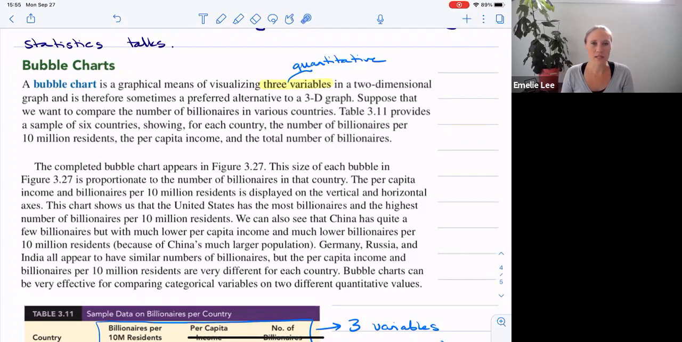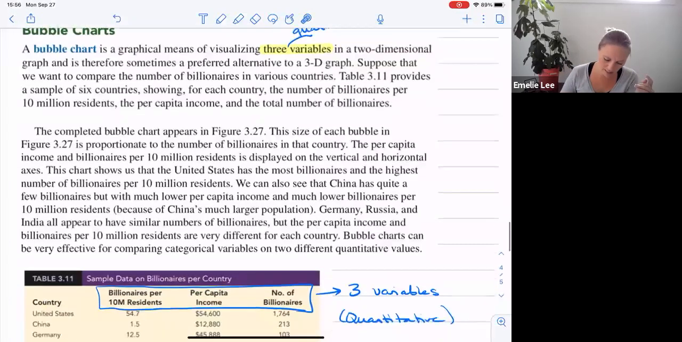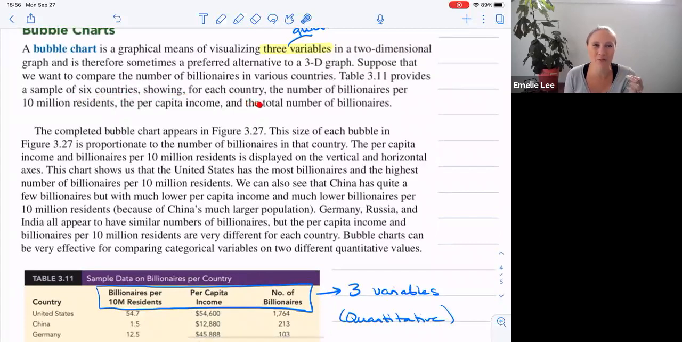But imagine, if you're trying to make a 3D graph, that's really hard, right? But now if we can flatten it back into 2 dimensions, that's good, right? And so what we have in the table is a sample of 6 countries, and for each country, we have the number of billionaires per 10 million residents and per capita income and the total number of billionaires, okay?